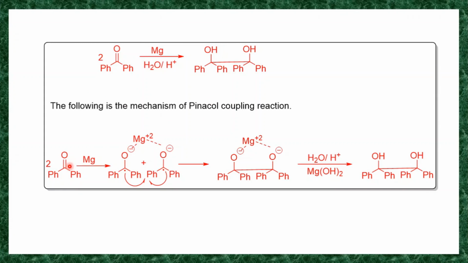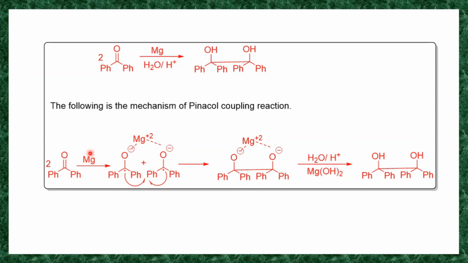So what happened in this reaction? You are using benzophenone, and it reacts with magnesium metal. In the last shell of magnesium metal you have two electrons, so the magnesium metal undergoes an oxidation reaction. It loses its electrons, and it reduces this benzophenone.